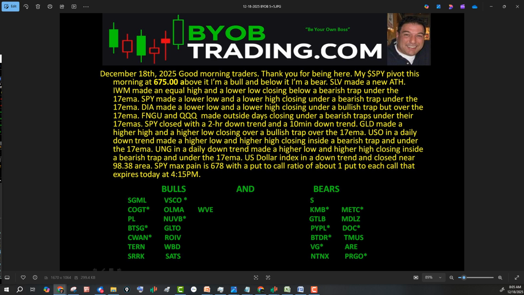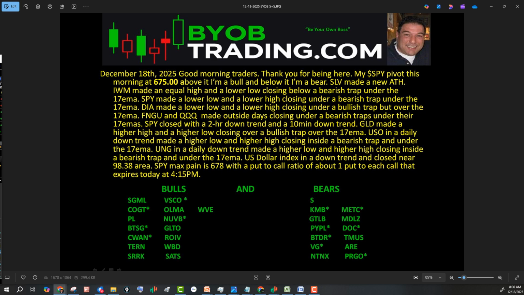With a put to call ratio of about 1 put for each call that expires today at 4:15. Those index options expire at 4:15, while security options expire at 4. If this is your first time here, all of these are in daily uptrends over the 17 EMA. All of these over here under the bears column are in daily downtrends under the 17 EMA. If this one has a star, it's building out a bull flag or a launch pad from which to launch higher. No guarantees that it launches higher. It's just building out a launch pad.